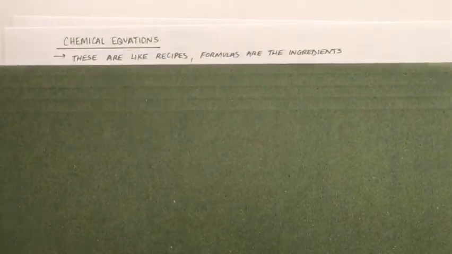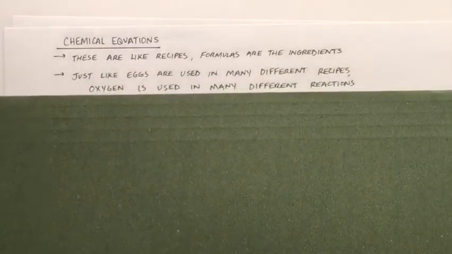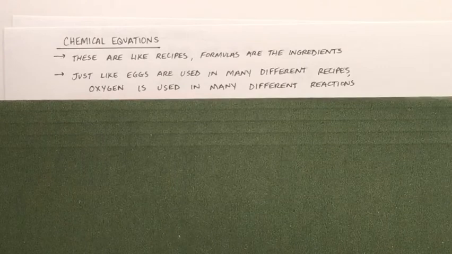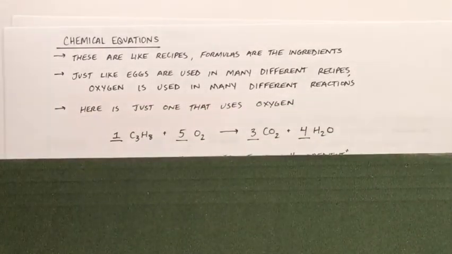Quick recap on chemical reactions. These are kind of like recipes. The formulas in these reactions are our ingredients. Just like we have eggs in many different recipes when you're baking, oxygen is used in many different reactions. I have just one reaction that uses oxygen here. This is what happens when you burn propane.